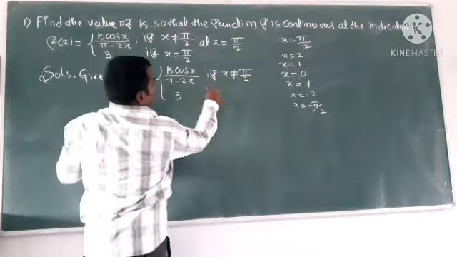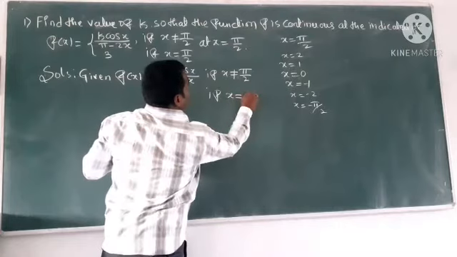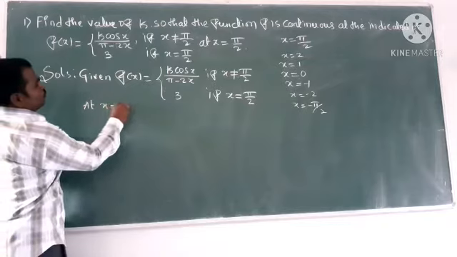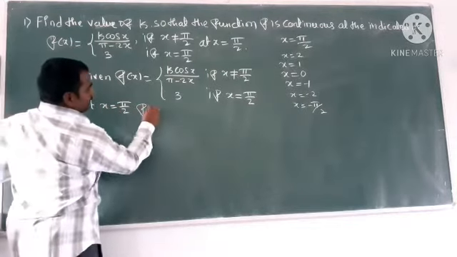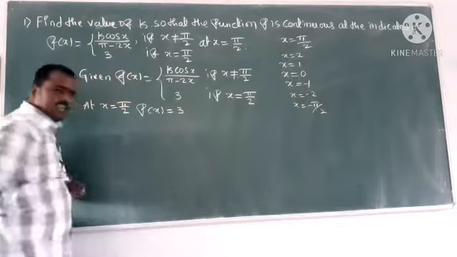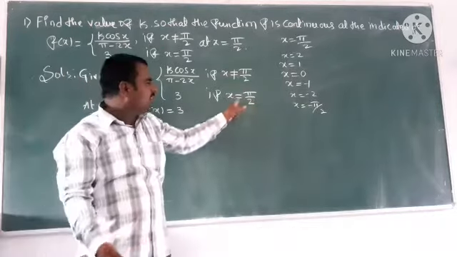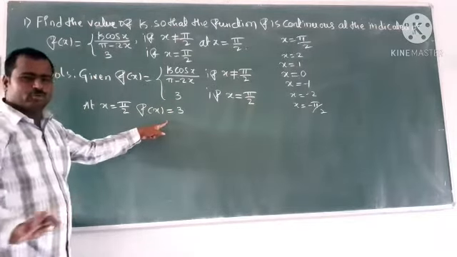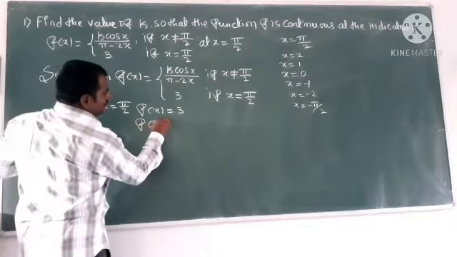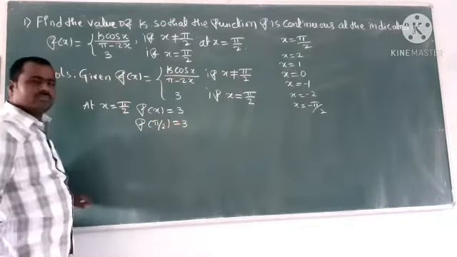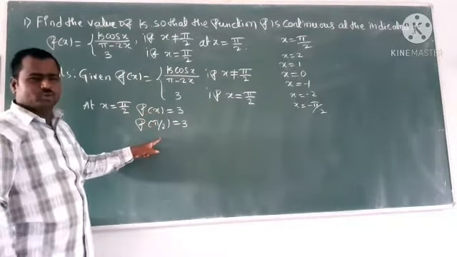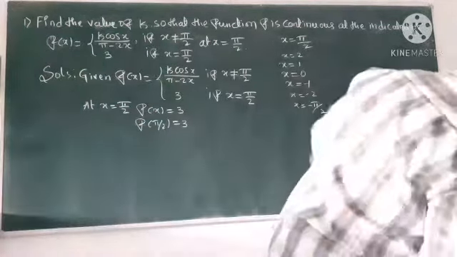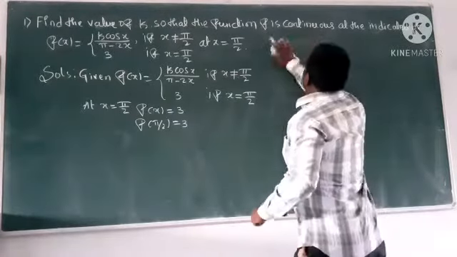Then the second condition: if x is equal to pi by 2, what is the function? F of x is equal to 3, as they have already given. At x is equal to pi by 2, it is 3, so I will take it directly. Here there is no problem. So f of pi by 2 is 3, just the x value. I can substitute it here. Now you are going to find out which one is LHS and which one is RHS.